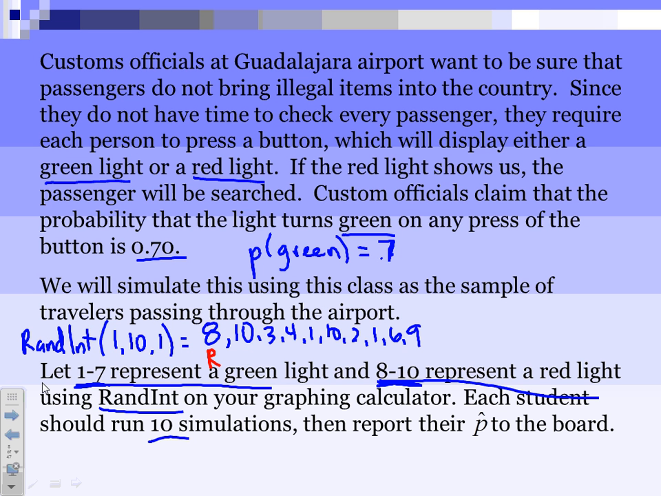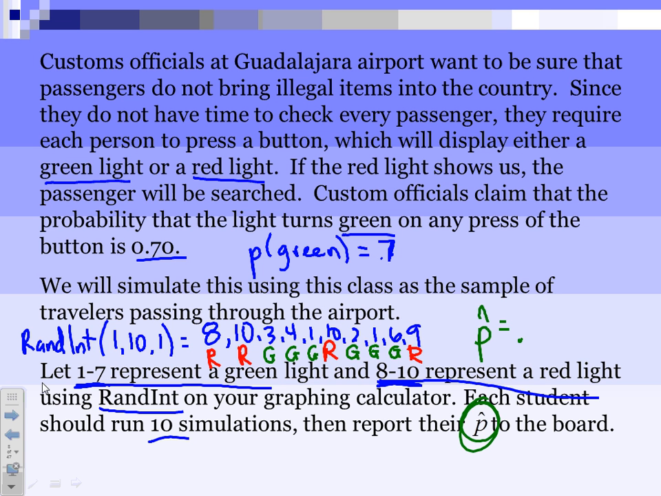The second value is actually another red. And then we had 3 greens in a row. And we had a 10, which was a red, green, green, green, and then finally the last person got stopped as well. So if I look at my simulation here of 10 people going through this security checkpoint, my p hat would be equal to point, how many greens did I have?